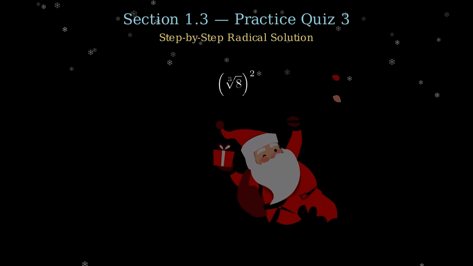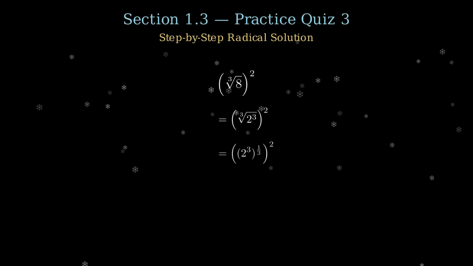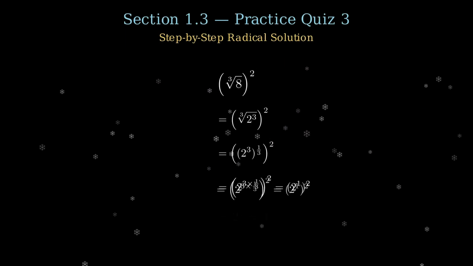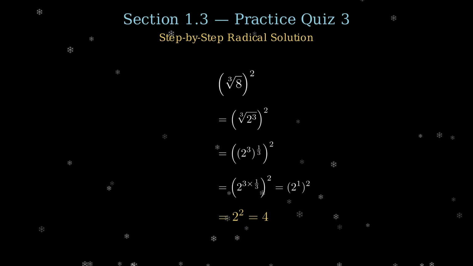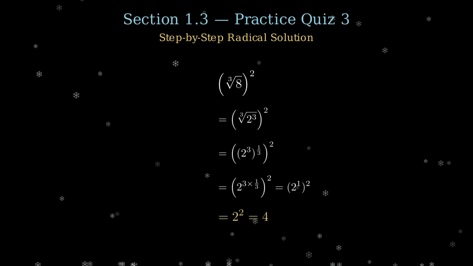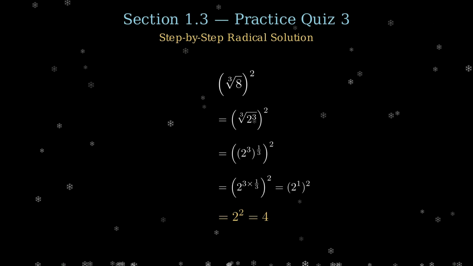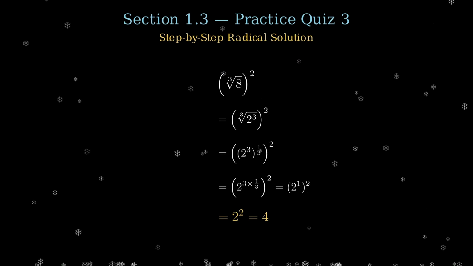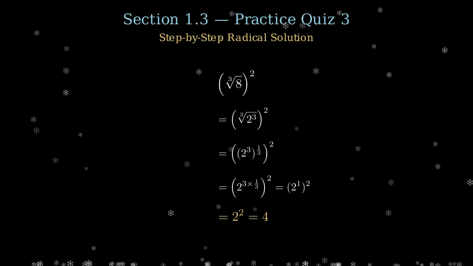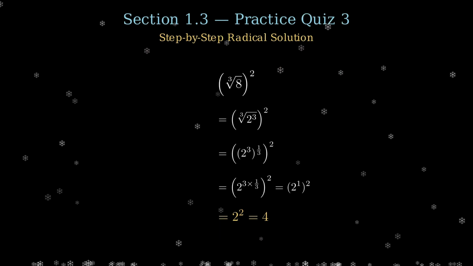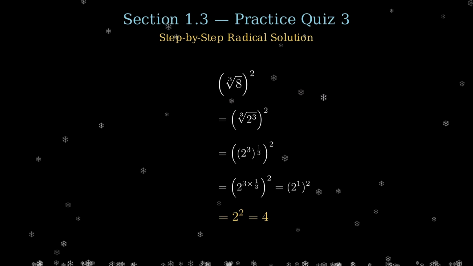First, we know that the number 8 can be written as 2 cubed. Next, rewrite the cube root using a fractional power. The cube root becomes a power of 1 over 3. By applying the power to a power rule, we multiply the inner exponents, 3 times 1 over 3. They cancel out completely, leaving just 2 inside the parentheses. Finally, we square that result. 2 to the second power equals 4. So, our final answer is 4.